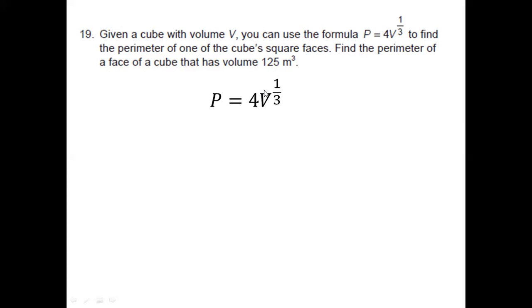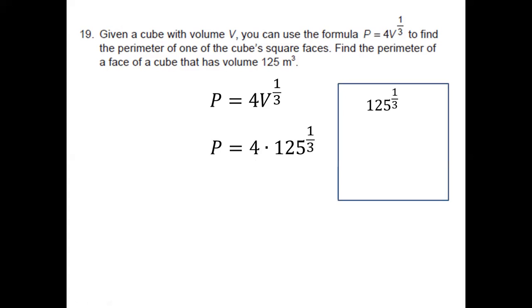So just substitute V with 125. So 4 multiplied by 125 to the power of 1 over 3. Now never make the mistake of multiplying them together, as according to the order of operations, we have to always solve the exponent first, after the parentheses. So let's solve 125 to the power of 1 over 3. That's going to be the cube root of 125.